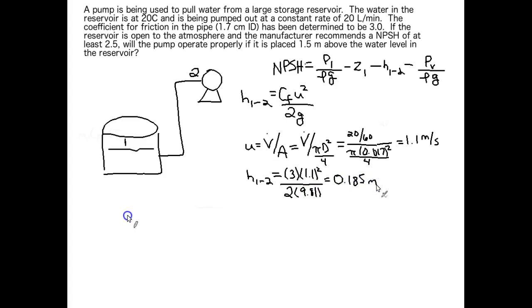meters. Now, if we look up our vapor pressure at 20 C in the steam tables, we are going to get a vapor pressure of 2,985 pascals. Note that that's in pascals, not kilopascals. The density of water at that temperature is equal to 995.7 kilograms per meter cubed. Again, note the SI units. So now we have all the information we need to solve for net positive suction head. So let's go ahead and do that.